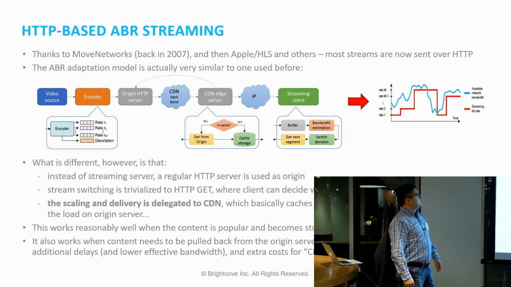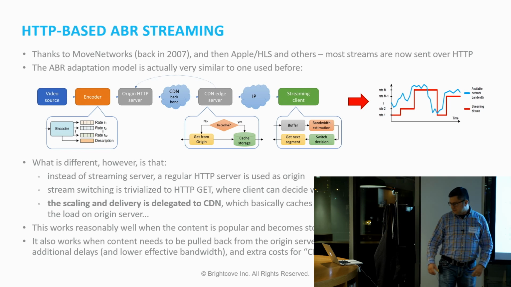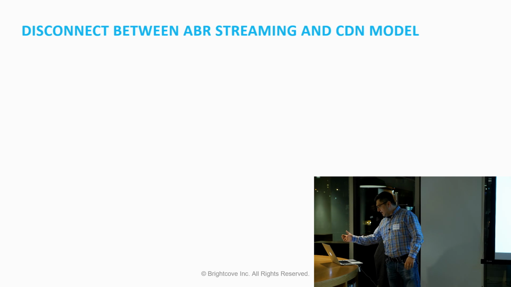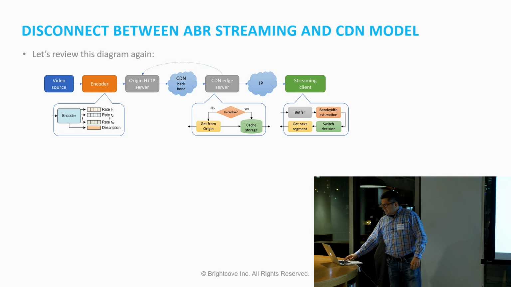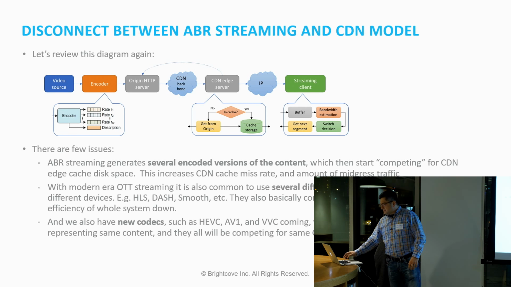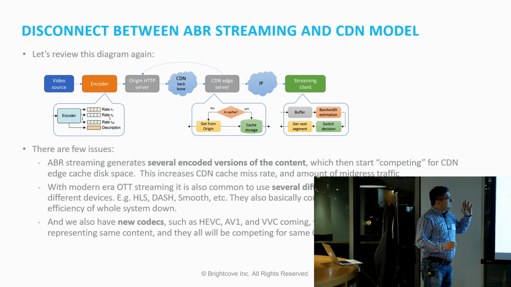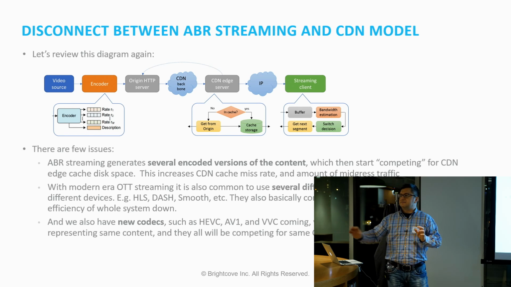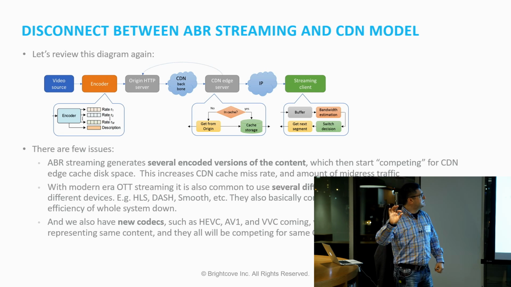But technically, it's not as wonderful and simple as in the case where the content simply sits in cache. And now, let's look at this picture again and try to see what is happening here. Basically, if we were streaming just a single stream, encoded at one bitrate, and pushing it all the way through the CDN, it would be wonderful. If the content is popular, the CDN will cache it, and we'll send it further.